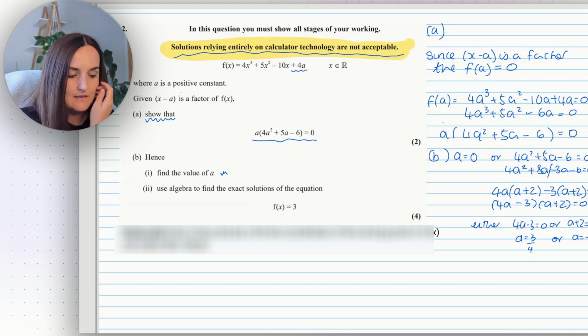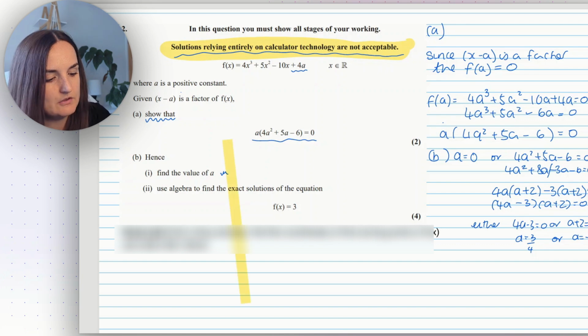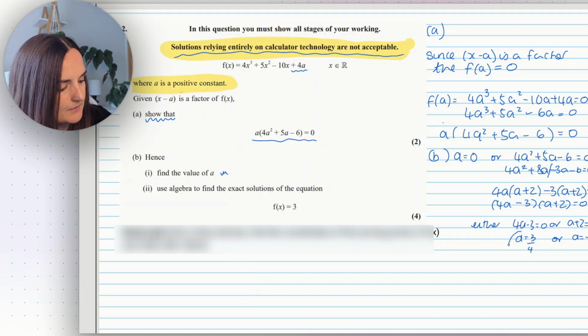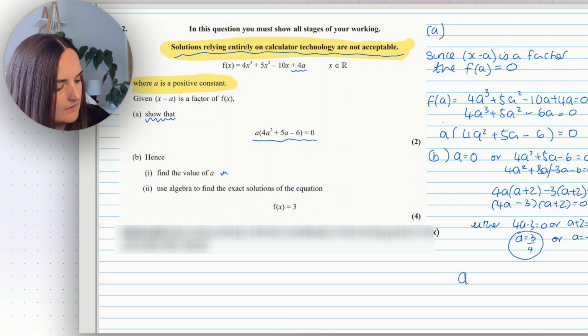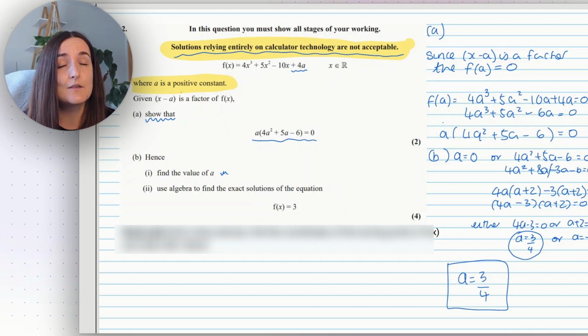Now, that's 3 solutions. It says find the value of a. So we need, again, to look back in the question. And it said earlier here, the highlighter keeps going everywhere, it said here, a is a positive constant. So there's only one of these that is a positive constant, and it's this one. So your final answer is a equals 3/4. And just make it really clear that's your final answer. Anything you can do to help the examiners mark it properly and see what you're trying to do, even if it isn't really formal, as long as it's really clear, that's the most important thing.